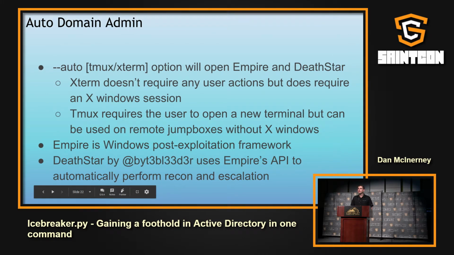The final option for Icebreaker is the auto domain option, auto domain admin. If you do the -- auto flag on here, and then either tmux or xterm, it'll open up Empire and Death Star, and as soon as Empire gets a shell, which Icebreaker will give it through NTLM relay, then Death Star will take over and start attacking using that shell on Empire. So this is essentially a method of hitting enter and then waiting for a net NTLM hash to come in that you can relay, and once it relays it, Icebreaker will send the Empire stager to the computer, you get a shell, Death Star takes over and goes straight to domain admin. It's just a one-click domain admin.